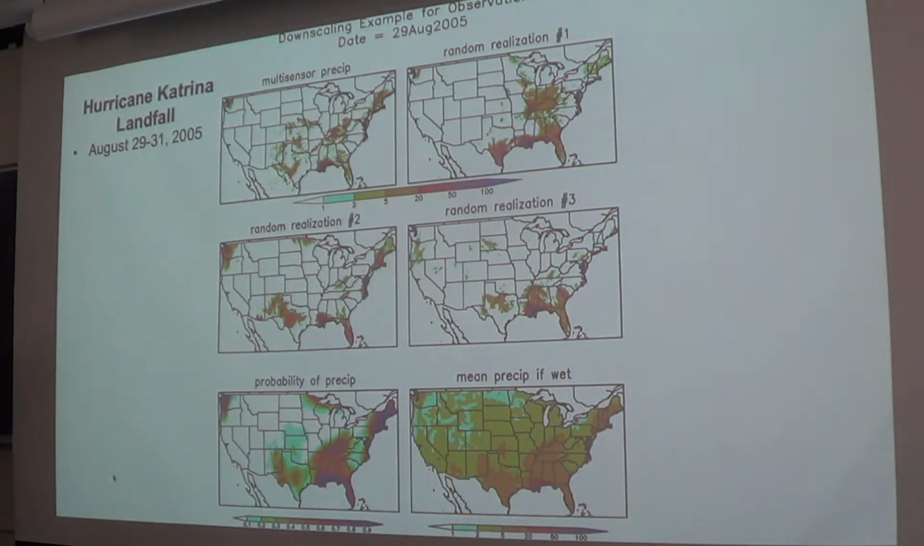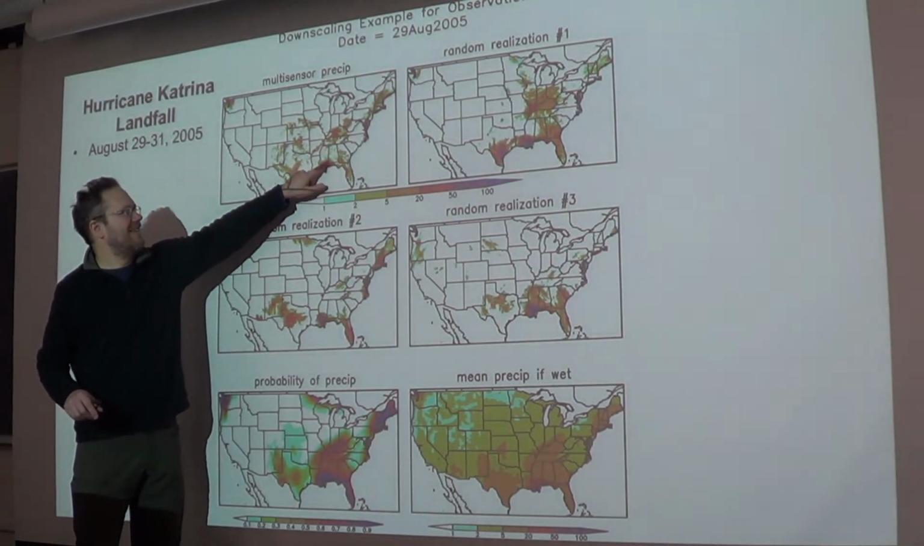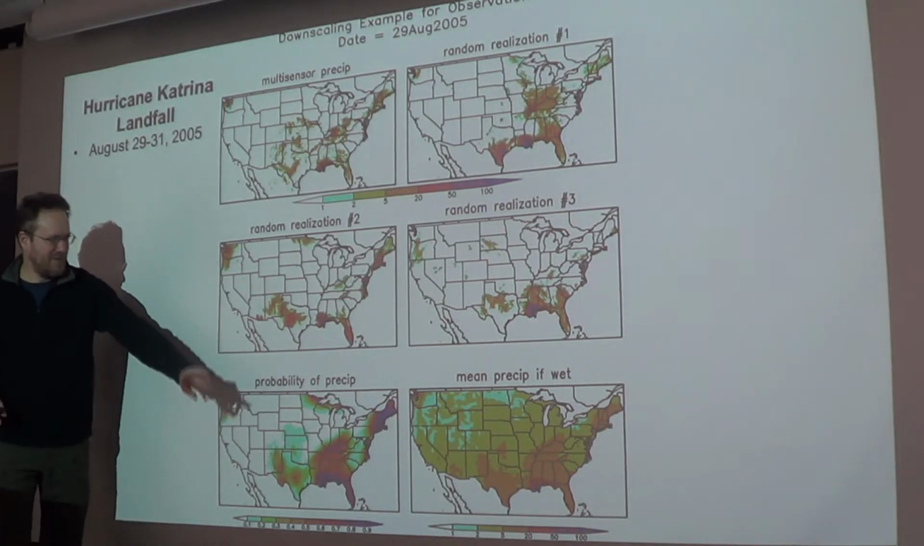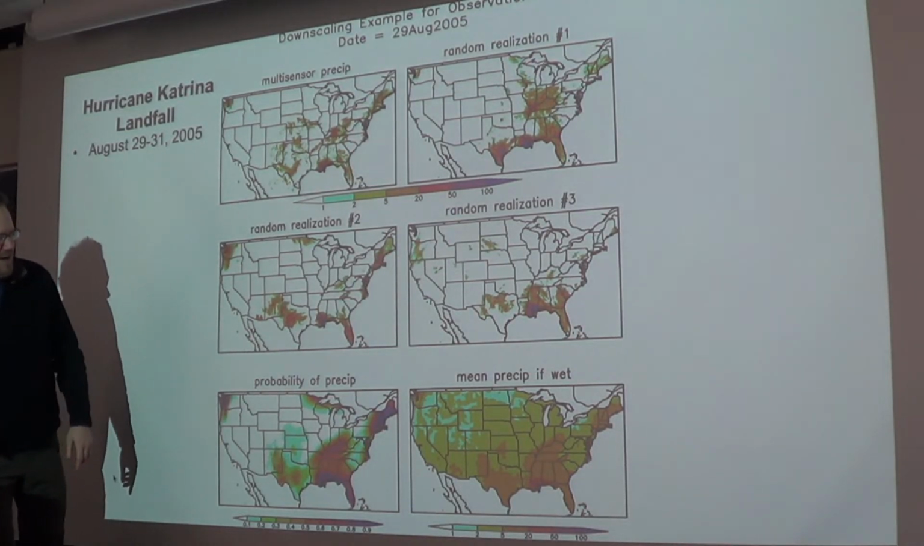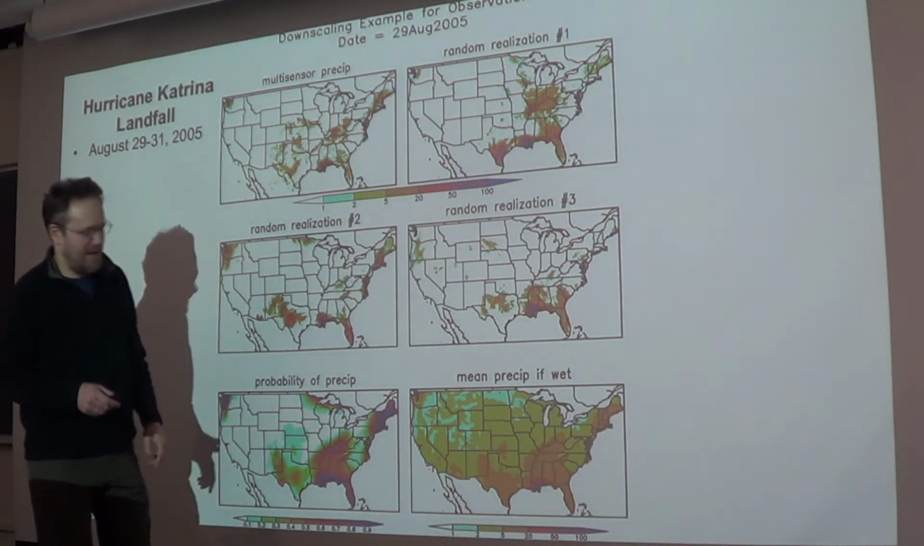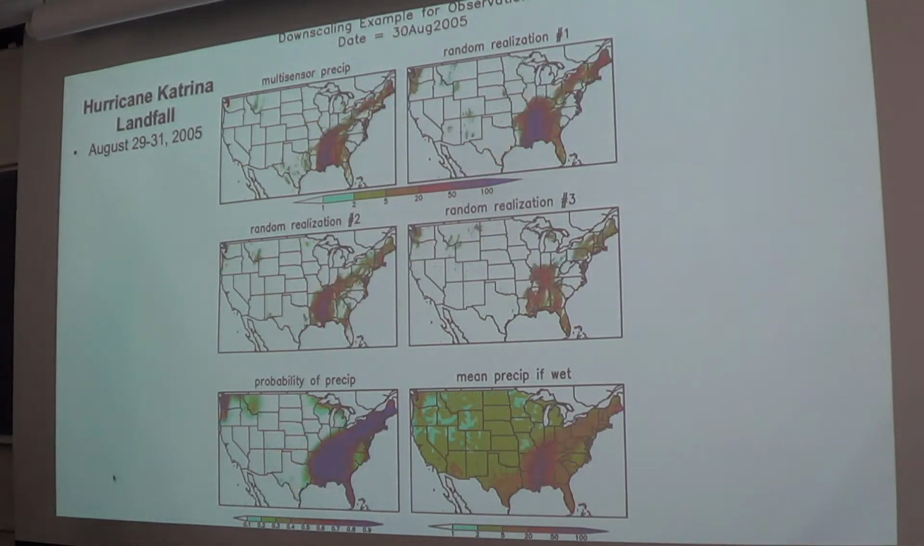And then for fun, I looked at Hurricane Katrina. And again, I should mention, I'm doing this based on ERA5. I haven't done a climate model yet. So anyway, this is just when it's starting to come in. And this is the probability of precipitation and how wet it is if it rains. And then here are the 3 random realizations. And things get a little easier to see the next day.